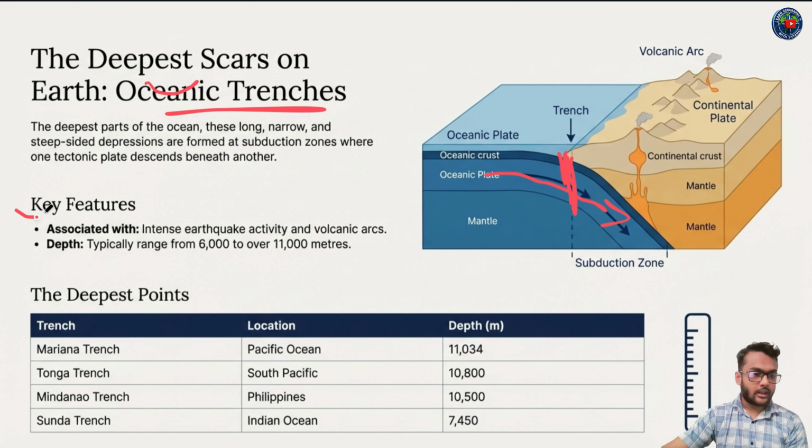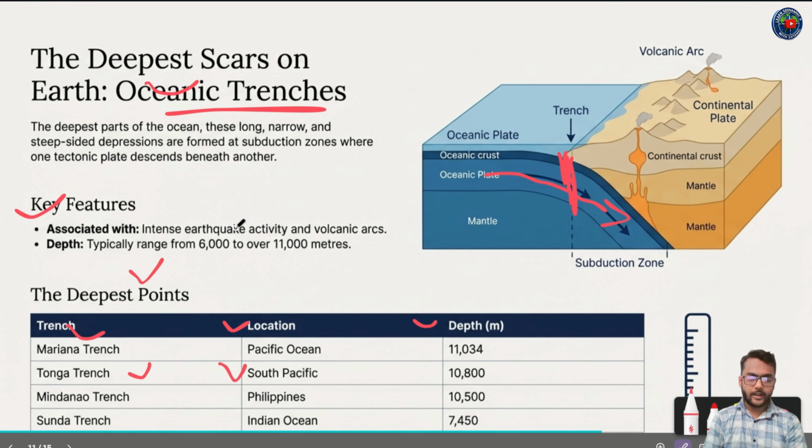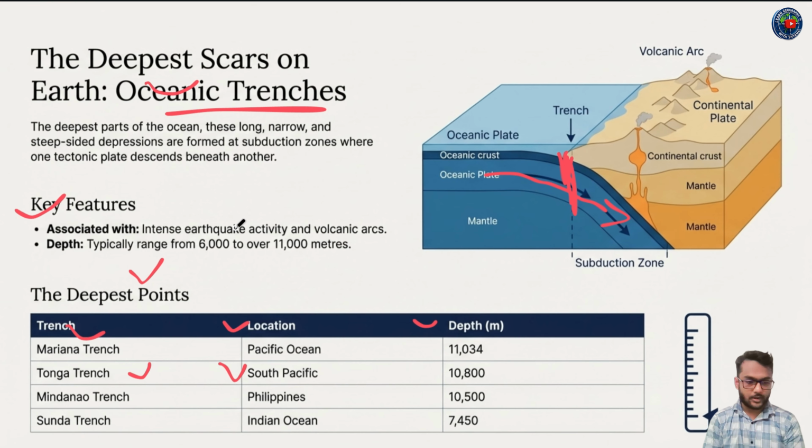Key features: associated with intense earthquake activity and volcanic arcs. Depth typically ranges from 6,000 to over 11,000 meters. The deepest point, for example, Mariana Trench in the Pacific Ocean, depth 11,034 meters. Tonga Trench in the South Pacific Ocean, 10,800 meters depth. Mindanao Trench, Philippines, 10,500 meters. Sunda Trench, Indian Ocean, 7,450 meters. These are some of the deepest points in the ocean regions of the Earth.